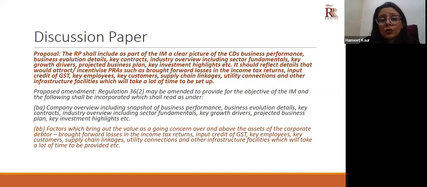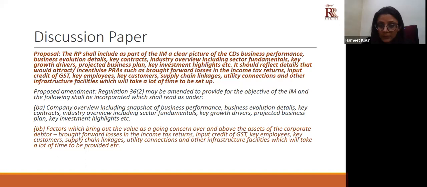The proposed amendment was that Regulation 36(2) may be amended to provide for objectives of the IM, and the following shall be incorporated, which shall read as under. Sub-clause BA was to be introduced: company overview, including snapshot of business performance, business evolution details, key contracts, industry overview, sector fundamentals, key growth drivers, projected business plan, key investment highlights, etc.